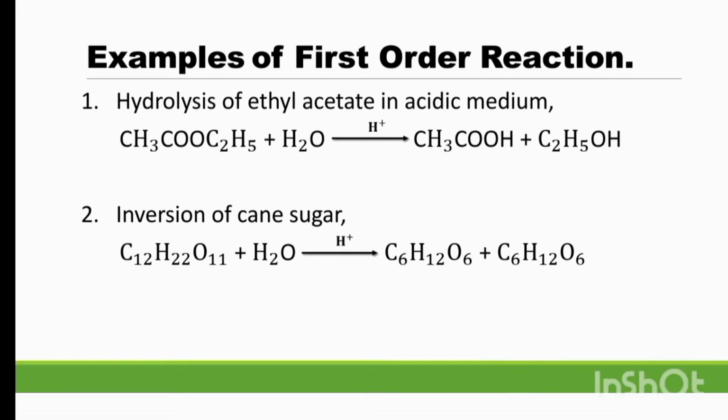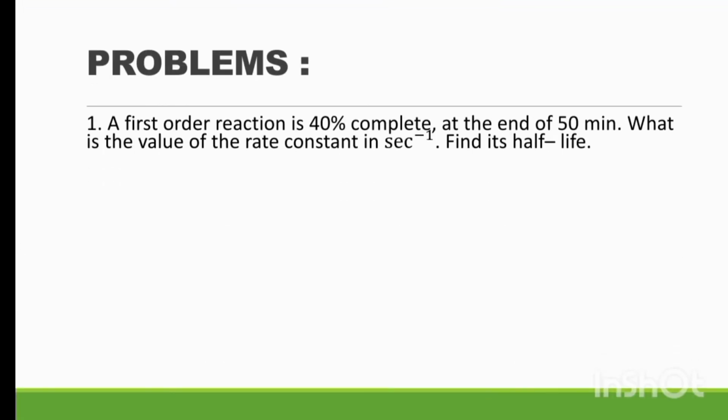Now let us solve some problems. A first order reaction is 40% complete at the end of 50 minutes. What is the value of the rate constant in second inverse? Find its half-life. Whenever the concentrations are in percentage, the initial concentration is always taken as 100.